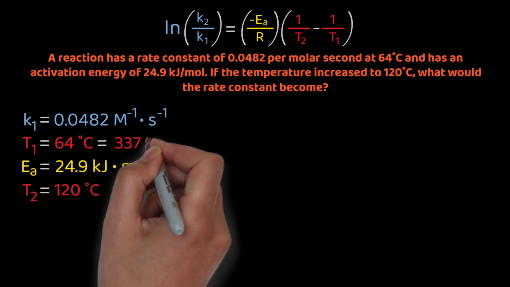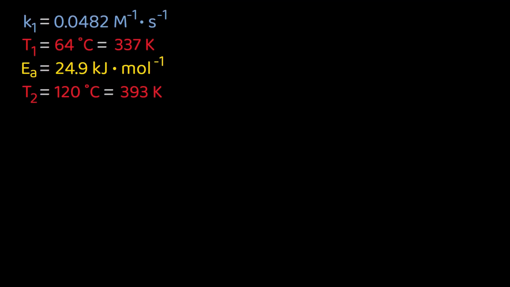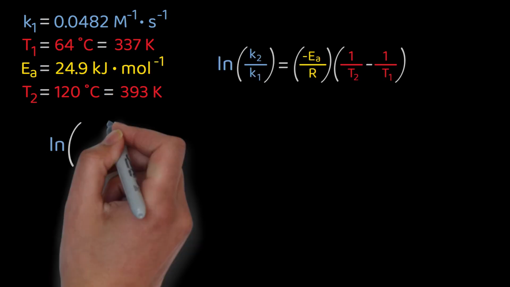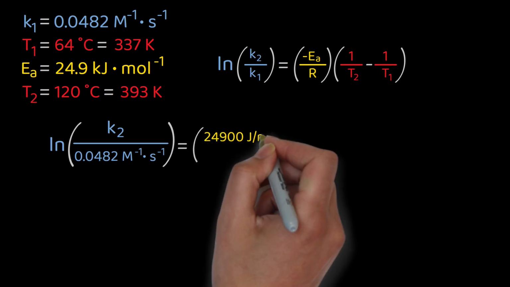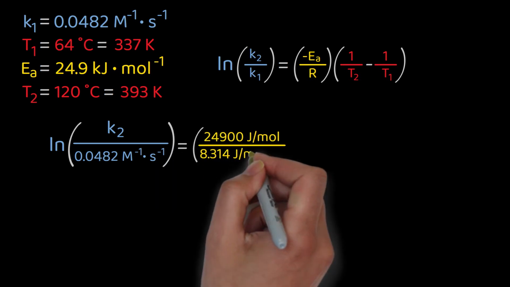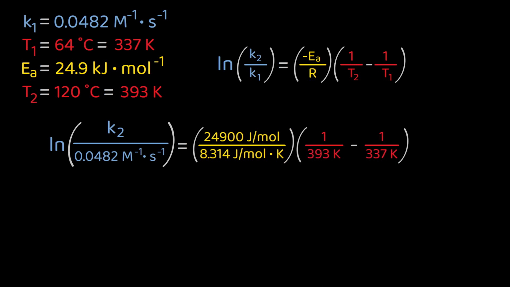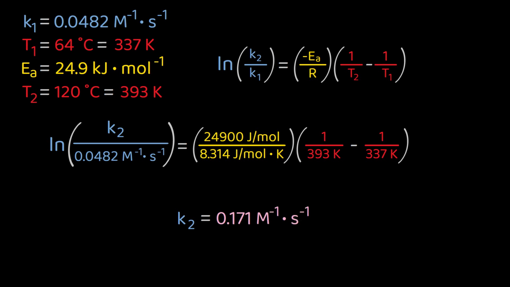We need to convert our temperatures to Kelvin so that we can use the gas constant value of 8.314 joules per mole Kelvin. Now, we plug our numbers into the equation, and solving for K2 gives us 0.171 per molar second.